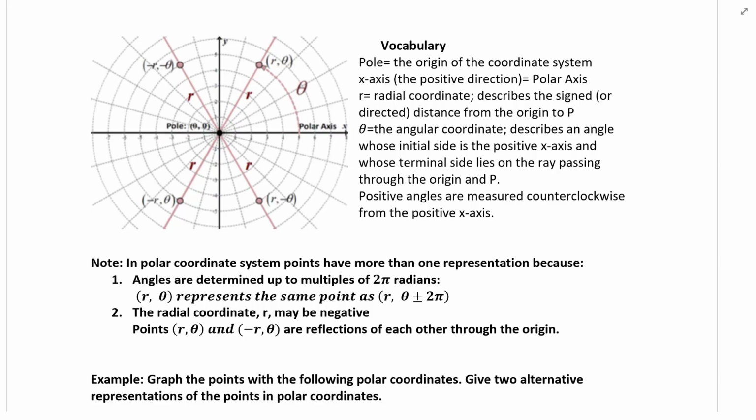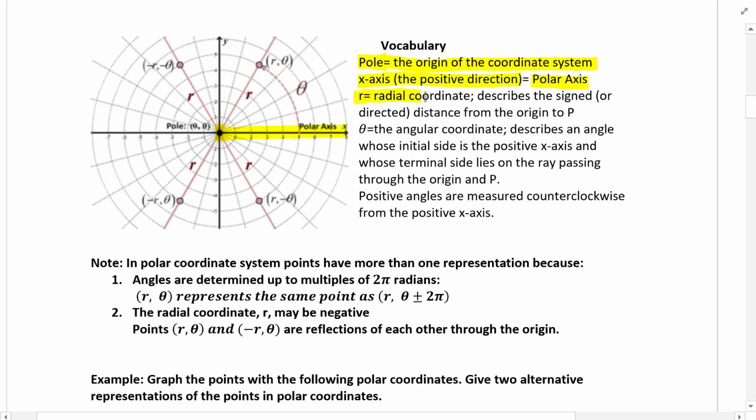In this video, we'll talk about polar coordinates. So let's start with the vocabulary. The pole is the origin of the coordinate system. So this is the pole. The positive direction of the x-axis is the polar axis. So this is the polar axis.